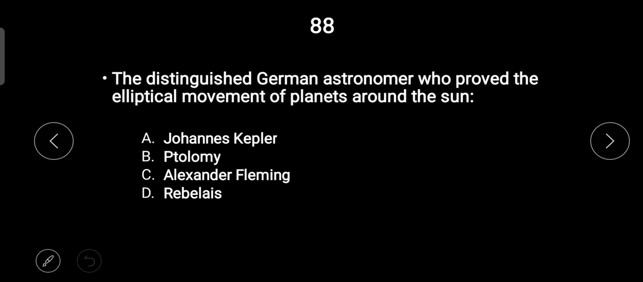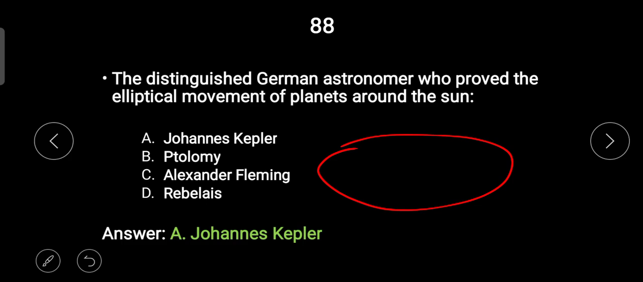88. The distinguished German astronomer who proved the elliptical movement of planets around the sun. Johannes Kepler, Ptolemy, Alexander Fleming, Rabelais. Yeah, the answer is Kepler, Johannes Kepler, and he proved the elliptical movement of planets around the sun. Okay, this kind of movement, elliptical, oval shape.